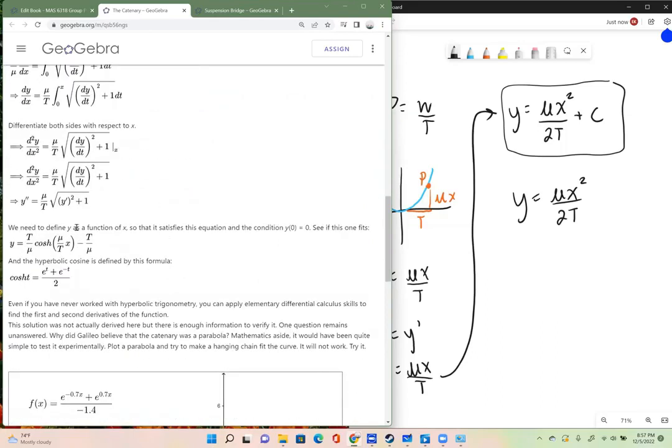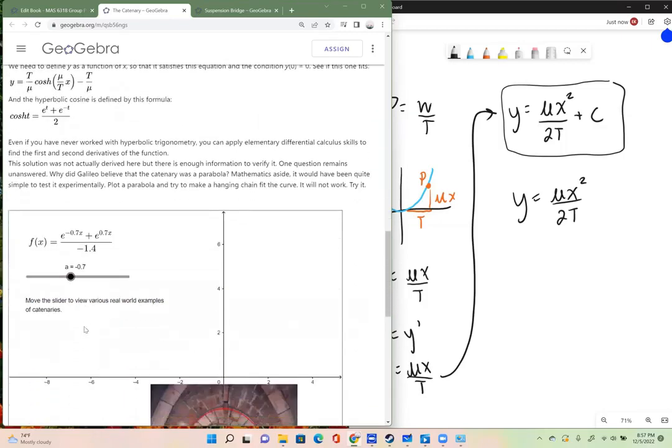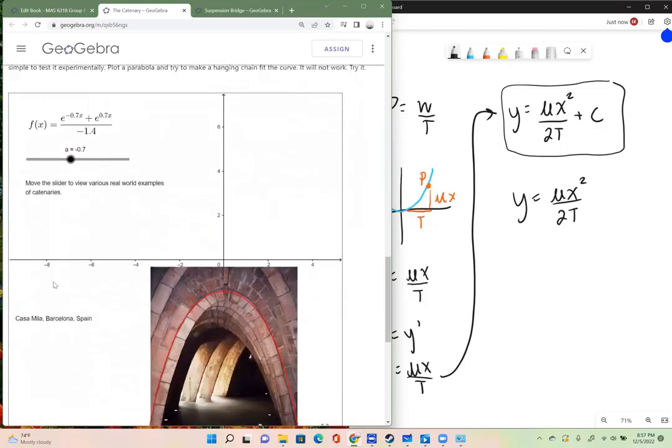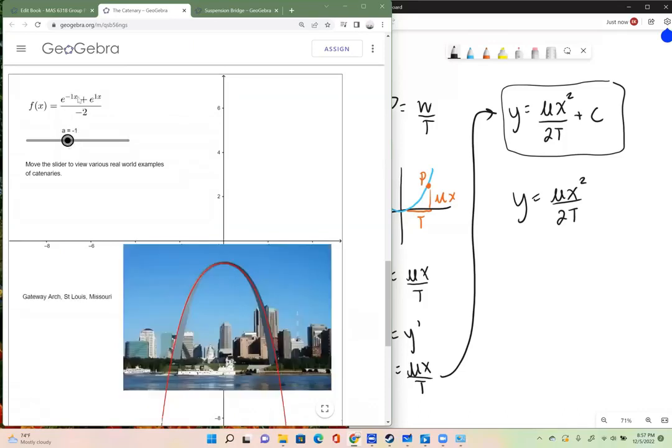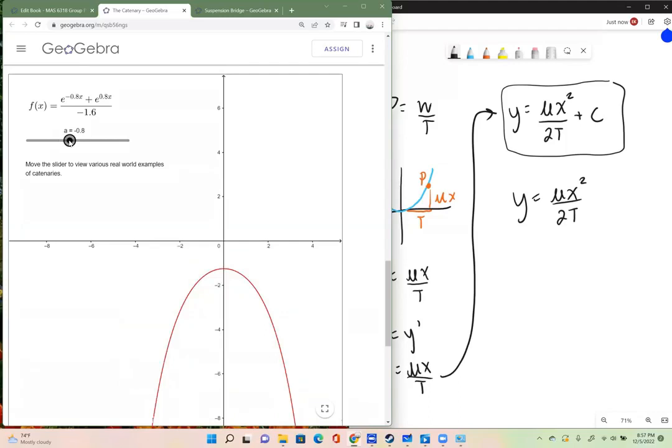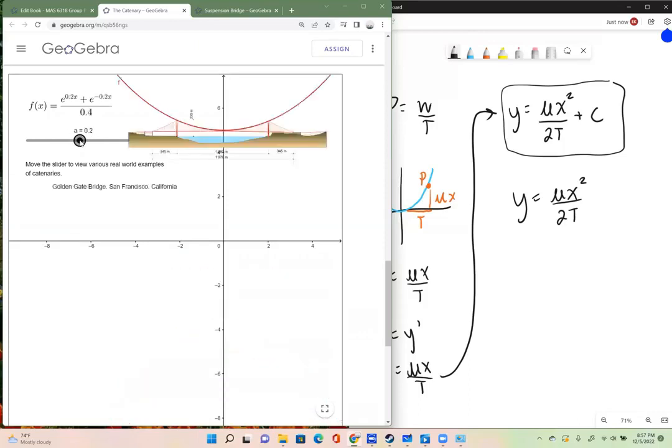So it goes here, and here's a GeoGebra that I made, showing some real world examples of catenaries and the corresponding equations. As you move the slider, a picture will appear. So here's the Gateway Arch modeled by this equation, and some other real world examples. Here's the Golden Gate Bridge.